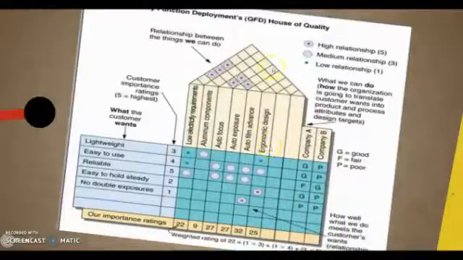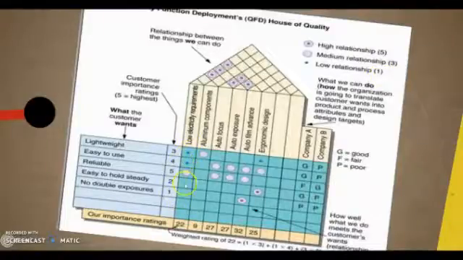Now, we have these relationship scales. While this symbol represents high relationship, which will be given a score of 5, this symbol represents medium relationship, which will be given a score of 3. And this symbol represents very low relationship, which will be given a rating of 1.